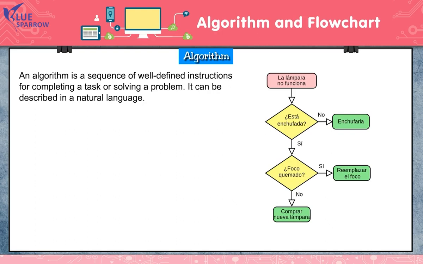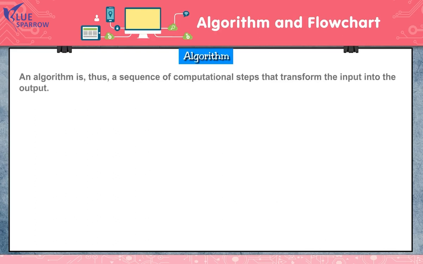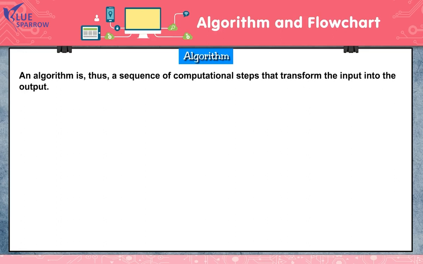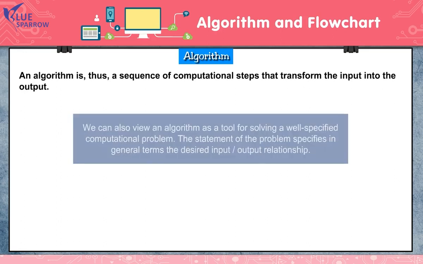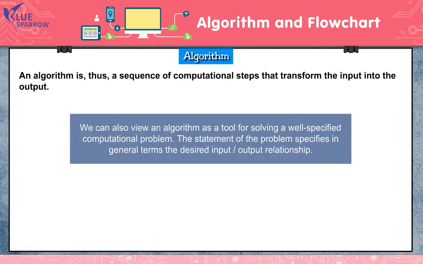It can be described in a natural language. An algorithm is, thus, a sequence of computational steps that transform the input into the output. We can also view an algorithm as a tool for solving a well-specified computational problem. The statement of the problem specifies in general terms the desired input or output relationship.